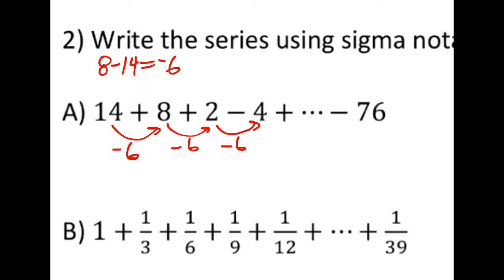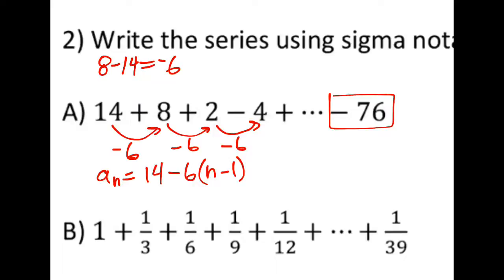And so we can write an explicit formula here. We can say a sub n equals our first term, 14, plus our common difference, which is a minus 6, times our expression n minus 1. And we can use this to figure out what term number negative 76 is. So negative 76 equals 14 minus 6 times n minus 1. And we can solve for n.